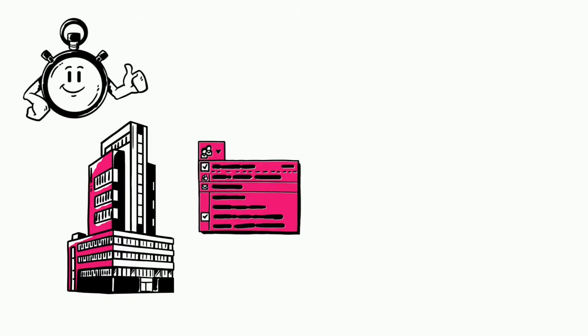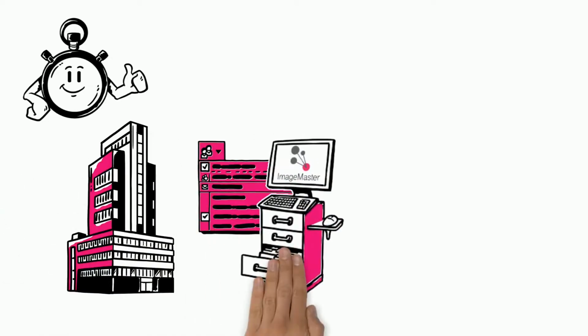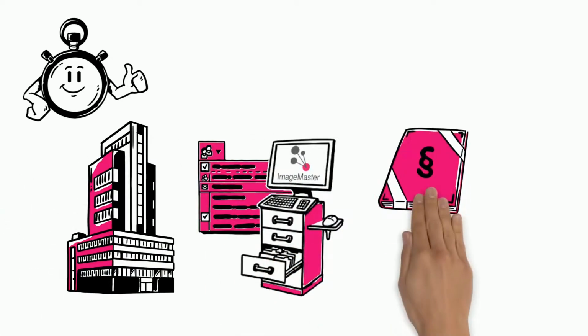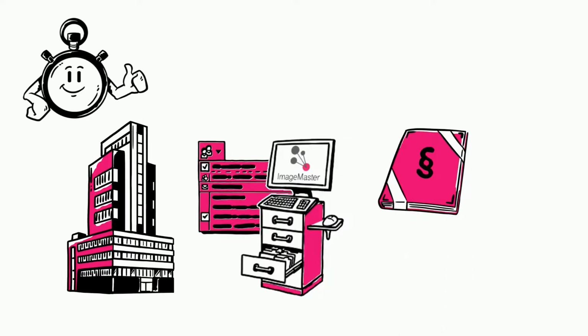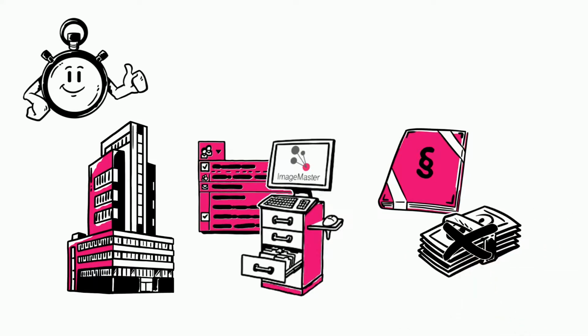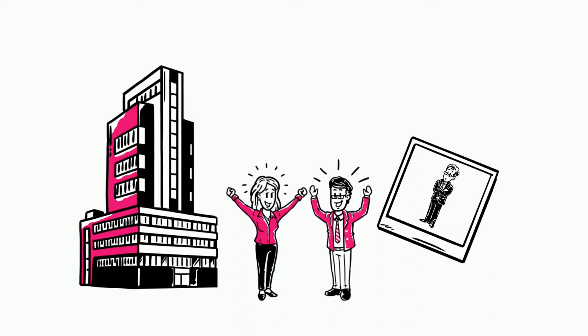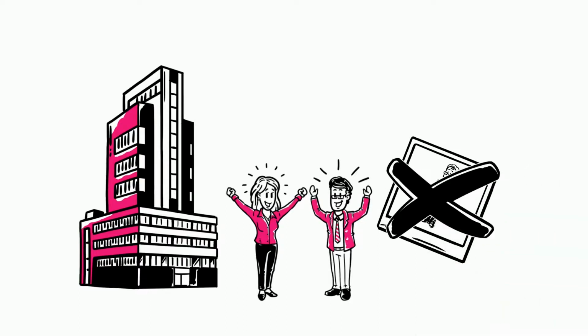Better late than never. Before deleting ex-employees' email accounts, Scatterbrain now uses ImageMaster's email archiving function. That way it can meet its statutory retention obligations and, on top of that, save on licensing and operating costs. Scatterbrain is thrilled. Cases like Steve's are now a thing of the past.